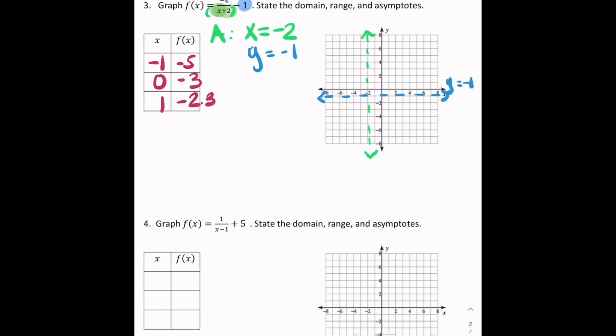Let's graph that. (-1, -5), (0, -3), and (1, -2.3). We're going to connect. And again, we're going to get super close to that horizontal line. And remember that we need to get some points to the left.